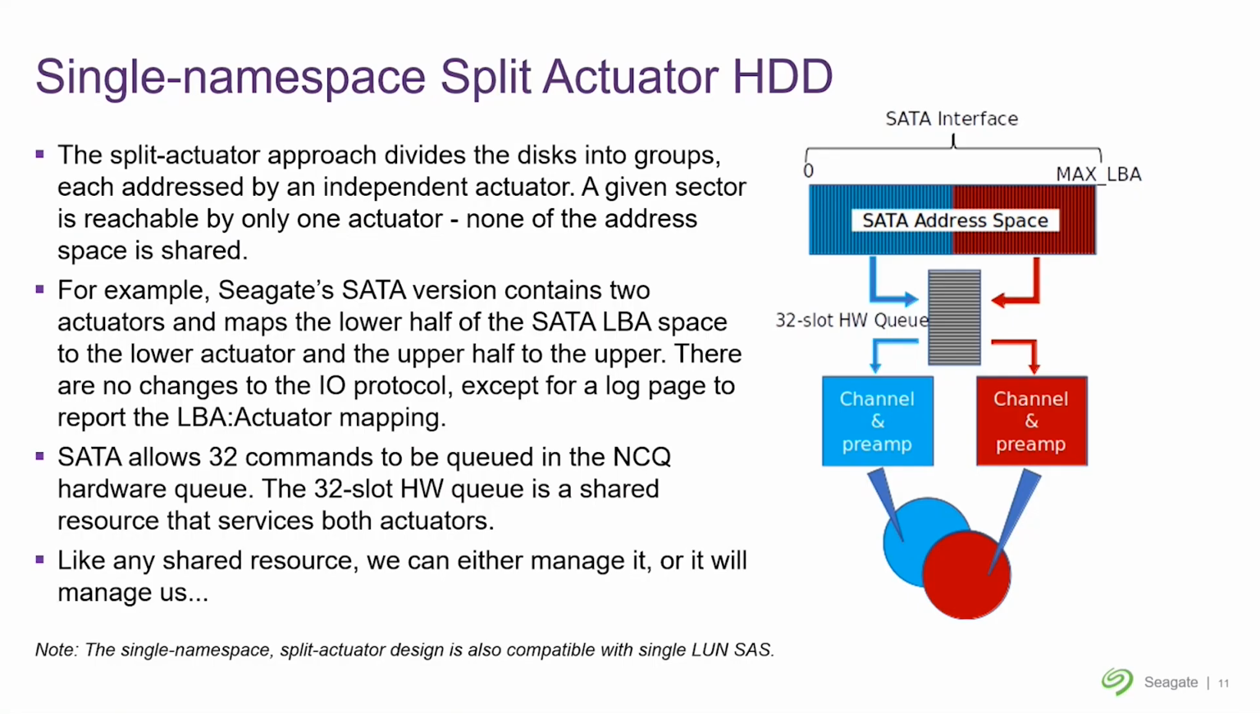So with SATA, we have a single namespace. So we have a single LBA range from 0 to max LBA, but you have two actuators, and each actuator has its own separate channel and preamp. It's physically a different thing, but to the software stack, it looks like a single drive. So we have the upper and lower SATA LBA space. There are no changes to the I/O protocol.